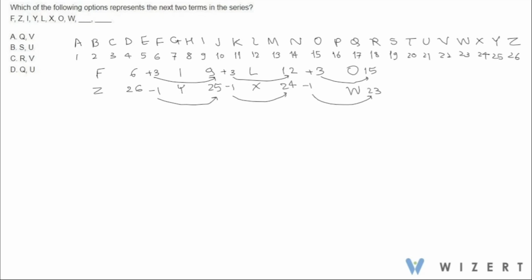So the next two letters will be plus 3 and minus 1. So plus 3 is 18, minus 1 is 22. So the 18th letter is R and 22 is V. So according to this pattern, the answer is option C.